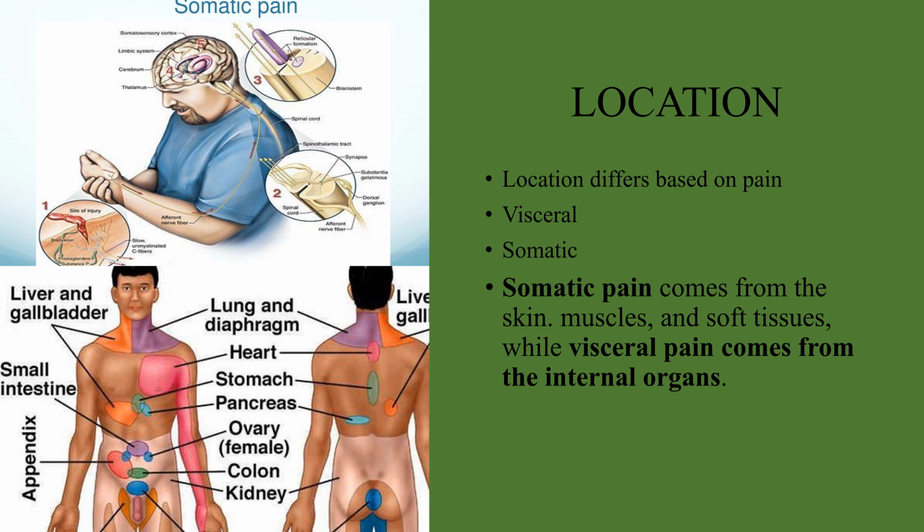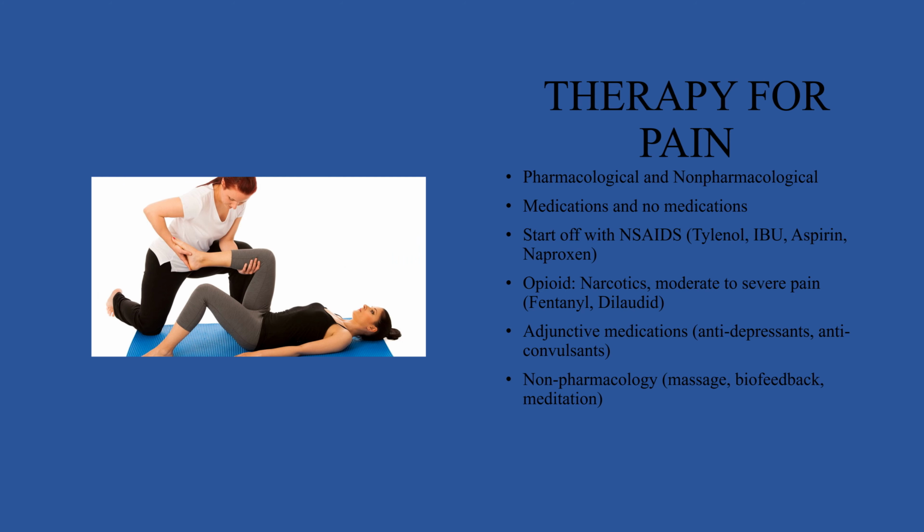We need to know that there are different locations of pain. So locations differ based on the pain. So we have visceral pain and somatic pain. So I tried to give you some diagrams here. Somatic pain comes from the skin, muscles, and soft tissue, while the visceral pain comes from the internal organs. So it's really important to ask your patient exactly where the pain is, what caused it, what were they doing when the pain started. It'll kind of give you an indication if this is visceral or somatic pain.